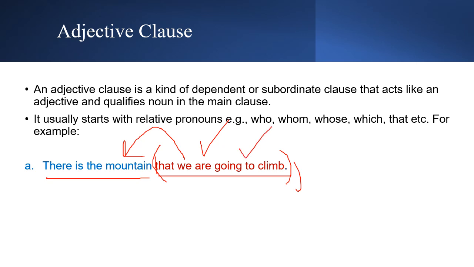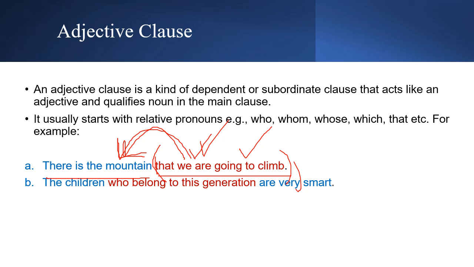The second thing is, now, what's the function of this subordinating clause? This subordinating clause is basically qualifying or giving us more information about this mountain. So based on the function, based on its behavior, we say this is an adjective clause. The next one: the children who belong to this generation are very smart.